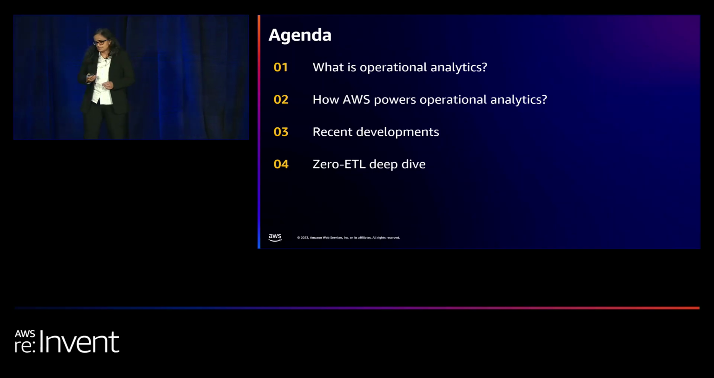So this is our agenda. First, we'll start with a very brief discussion on operational analytics, what it is, what are some of the use cases. Then we'll dive into how AWS powers operational analytics. So what are the foundational pieces, what are the challenges that customers have today, and our vision for zero-ETL. Then I'll cover briefly some of the recent developments around zero-ETL at AWS. And then Adam is going to dive into the Aurora Postgres zero-ETL, including what are the features, how does it work, and he has a couple of nice demos to show.